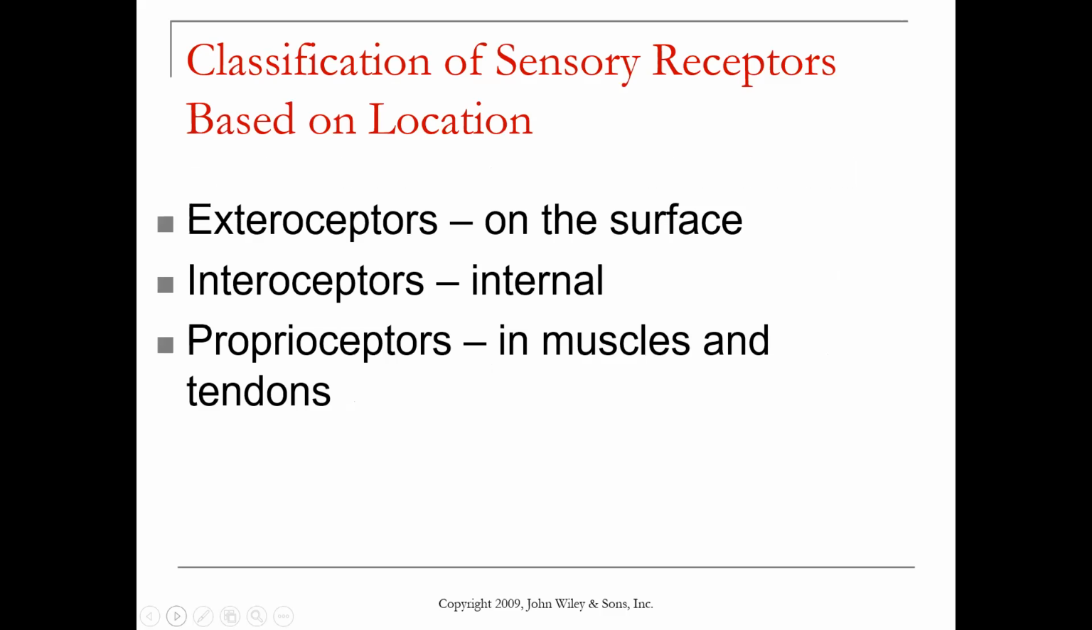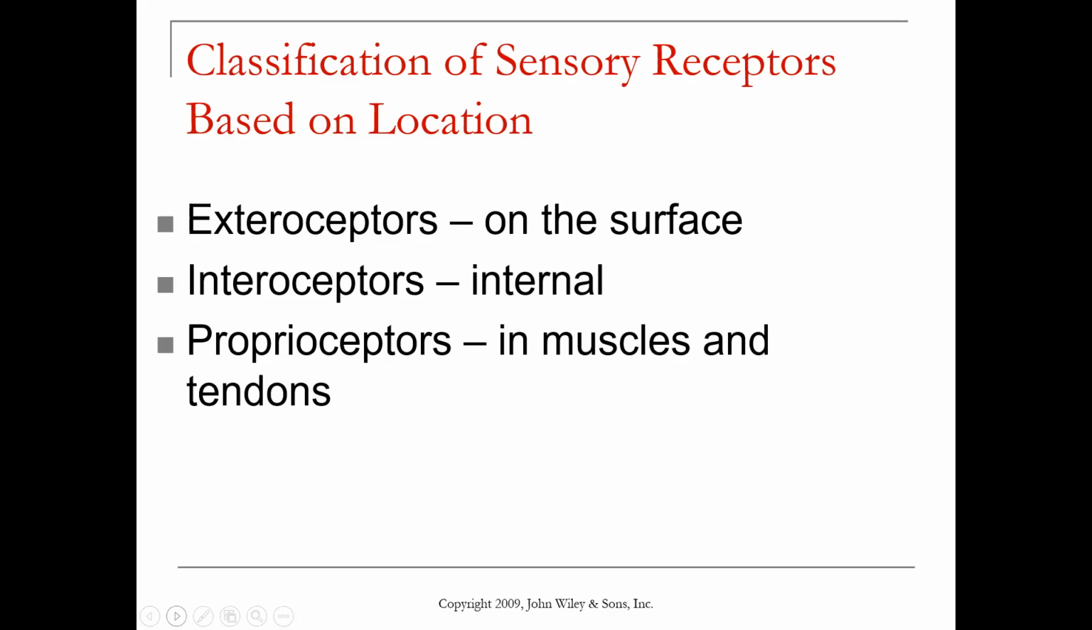Location-wise, we may be exteroceptors that are on the surface, interoceptors that are internal: internal temperature sensors, internal pressure sensors. You're aware when you're bloated, you're aware when your bladder is full, you're aware if your gallbladder hurts, you're aware if your appendix hurts, you're aware of any internal pain. So we have exteroceptors and interoceptors, external and internal.